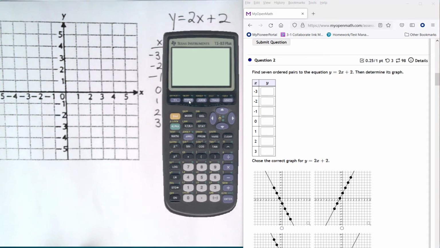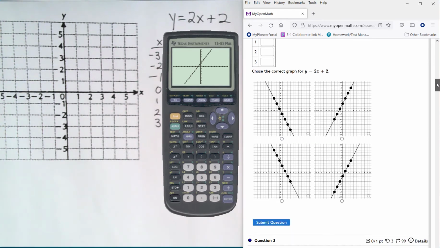So we'll clear y equals, and I need to clear this out. So I'm going to type in 2x, my variable button, x plus 2, graph. Right, so I have a line, and we'll get the table in a minute.